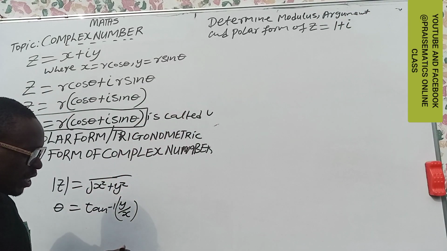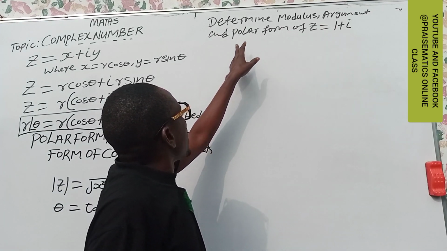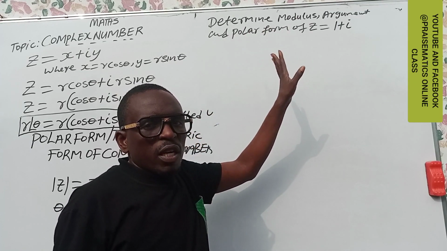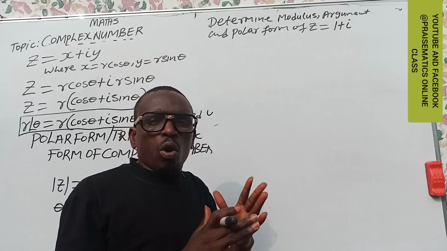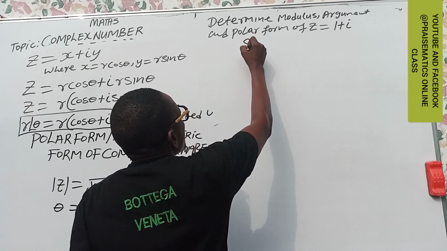Let's look at this question on the board. Determine the modulus, argument, and polar form, or some textbooks will say trigonometric form. Either you call it polar form or you call it trigonometric form. Okay. Solution.